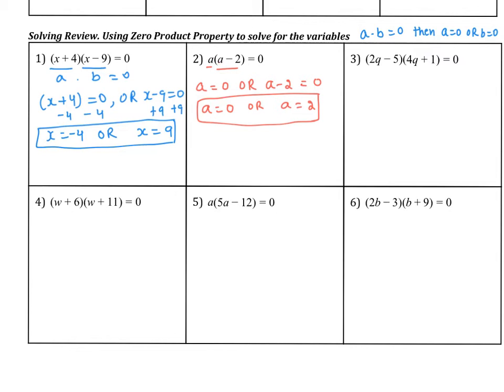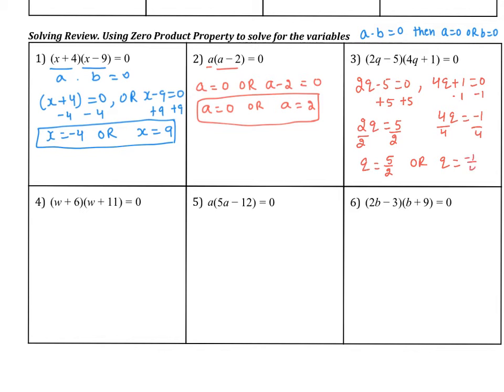For number 3, in order to have these two expressions equal 0, you're going to have either this expression equals 0 or 4q plus 1 equals 0. And now you're going to solve for q. So 2q equals 5, and in this one 4q equals negative 1. Now you're going to divide by 2 and q equals 5 over 2, or when you divide here by 4, q equals negative 1 over 4.